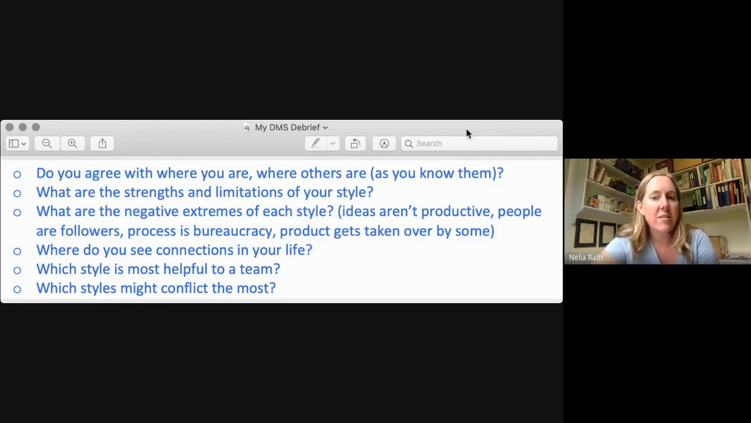Where do you see connections in your life outside of the classroom or outside of this particular group that you're working with? Do you have this in other professional work that you do? Do you see these things emerging in your family life at home, in your relationships with people outside of work? Which style is most helpful to a team? Of course, they're all equally helpful, but that conversation can be a really good one to have. Which styles might conflict the most? Of course, they're all going to conflict in some way or another, but illustrating those and bringing them to light can be a really good conversation for the group to have.